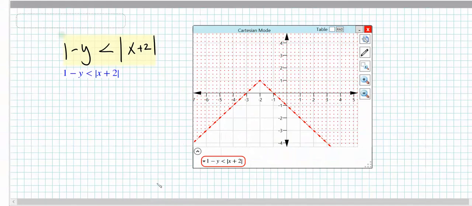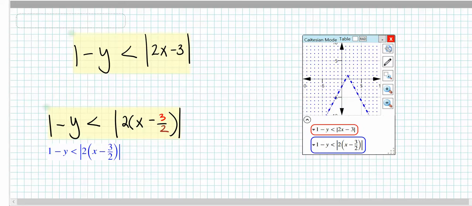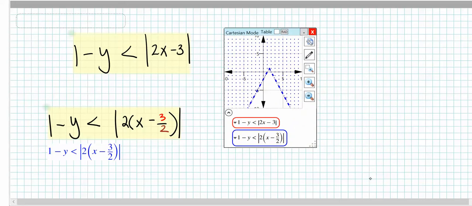So let's take a look at this and what this would look like here. So check it out. I have both these equations set up for you ready to go. Notice that the top one is the exact same thing as the bottom one, except the bottom one has been factored out a 2 inside the absolute value inequality. So when I graph both of these, notice that we get only one graph because they're both the same.